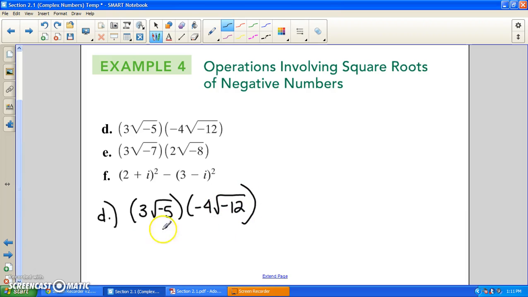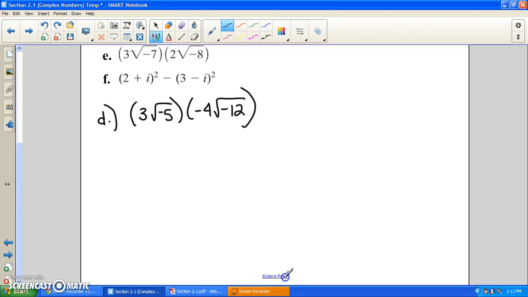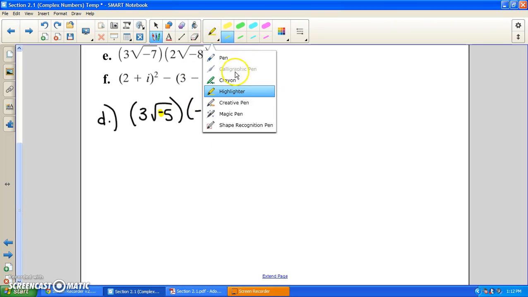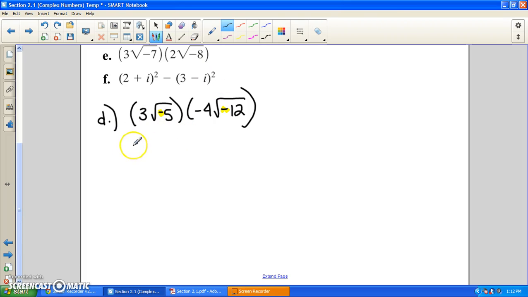What we've learned previously is we can't just start multiplying. One rule that we have is that before we can multiply, we have to deal with the fact that these are negatives under the radical. You have to pull that negative out. So here, this is 3 times the square root of negative 5. The negative comes out to be an i, and we keep the 5 under that square root.